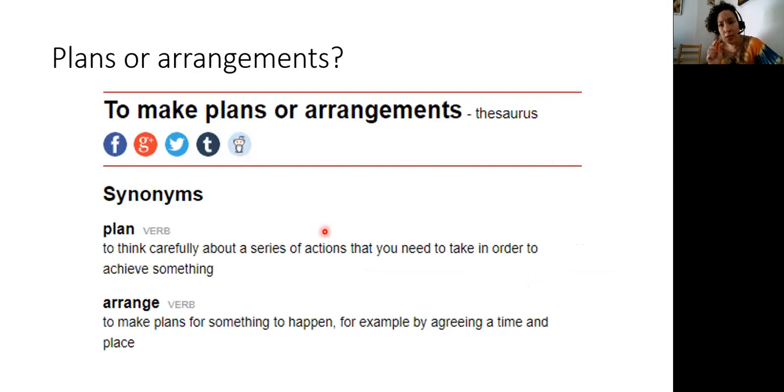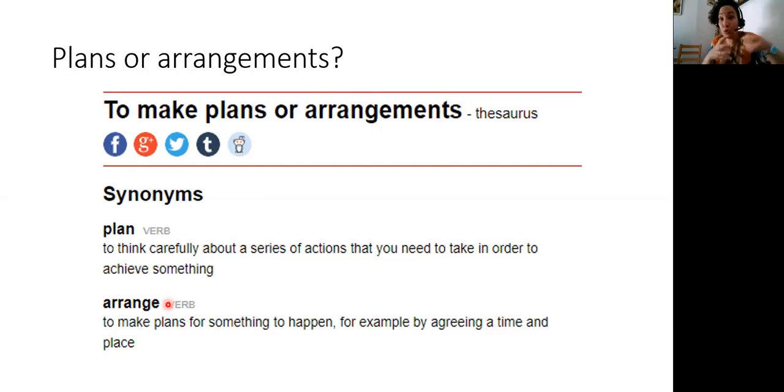It's a very small difference, but it's important, okay? So to make plans or arrangements. Plan is a verb. It means to think carefully about a series of actions that you need to take in order to achieve something. And then we have the verb arrange. To arrange something is to make plans for something to happen. For example, by agreeing a time and place, okay? So plan is more the action of thinking what you need to do in order to achieve something in the future.